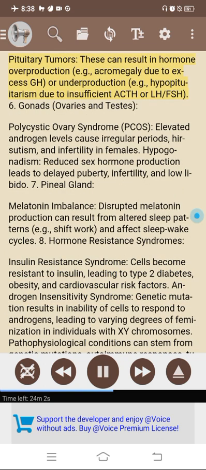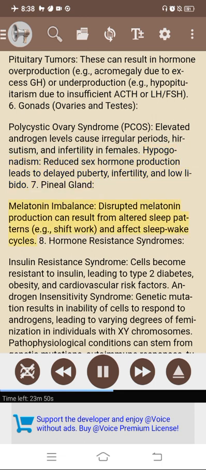5. Pituitary gland. Pituitary tumors. These can result in hormone overproduction, e.g., acromegaly due to excess GH, or underproduction, e.g., hypopituitarism due to insufficient ACTH or LH-FSH. 6. Gonads, ovaries, and testes. Polycystic ovary syndrome (PCOS). Elevated androgen levels cause irregular periods, hirsutism, and infertility in females. Hypogonadism. Reduced sex hormone production leads to delayed puberty, infertility, and low libido.